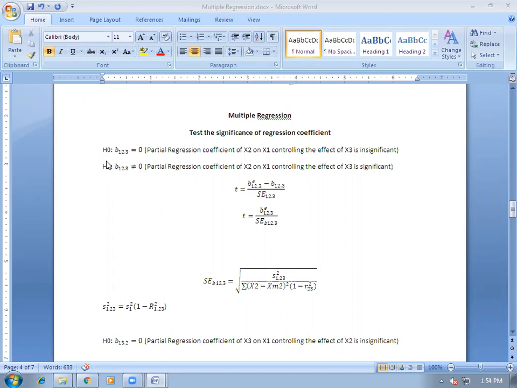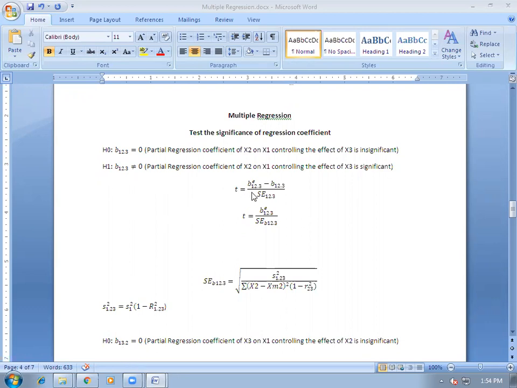That is, partial regression coefficient of x2 on x1 controlling the effect of x3 is insignificant. And alternate hypothesis will be partial regression coefficient of x2 on x1 controlling the effect of x3 is significant, that b12.3 is not equal to 0. We can test the significance of regression coefficient through t-test. I am explaining here in case of first partial regression coefficient, that is b12.3. Similarly, we can test the significance of second regression coefficient b13.2.